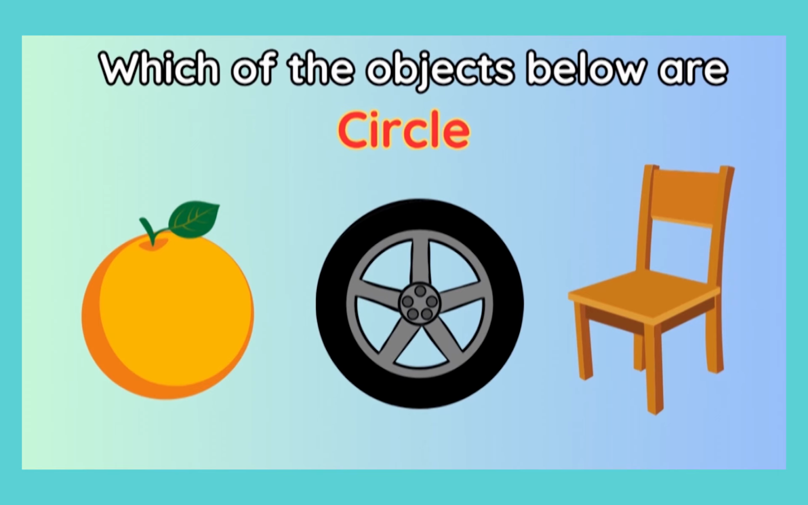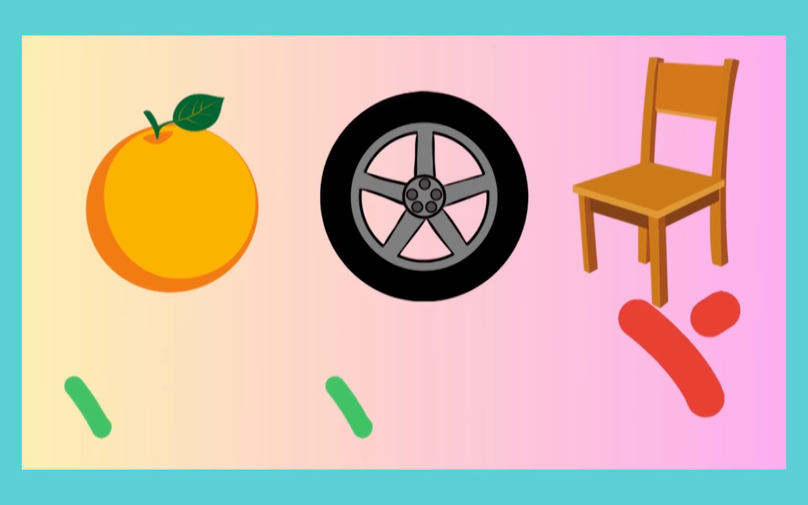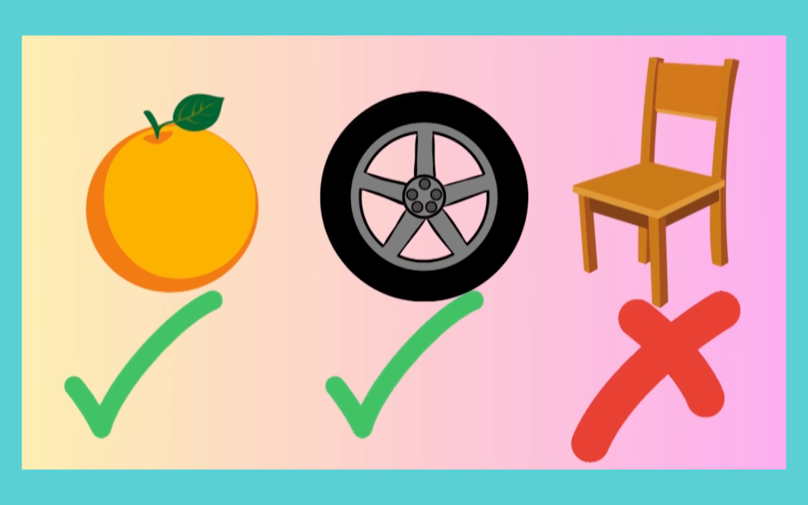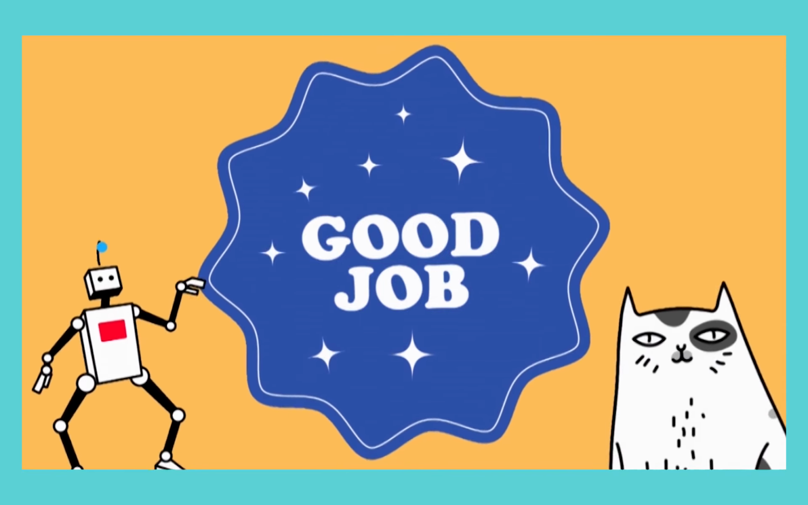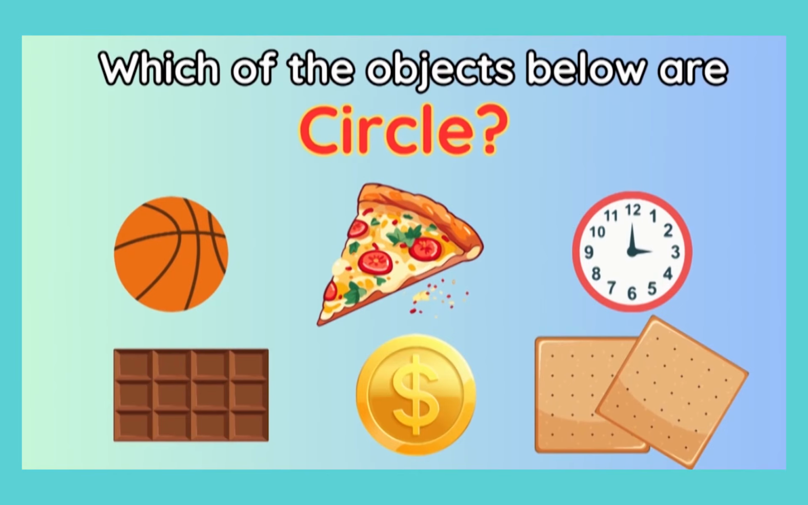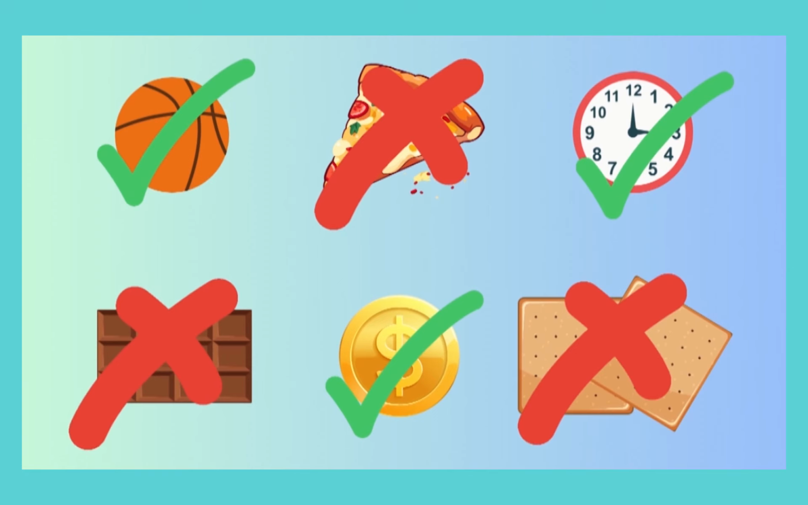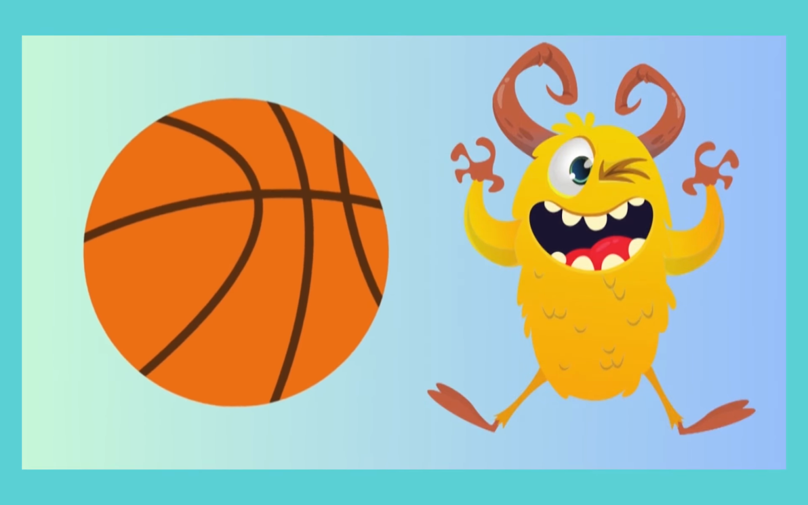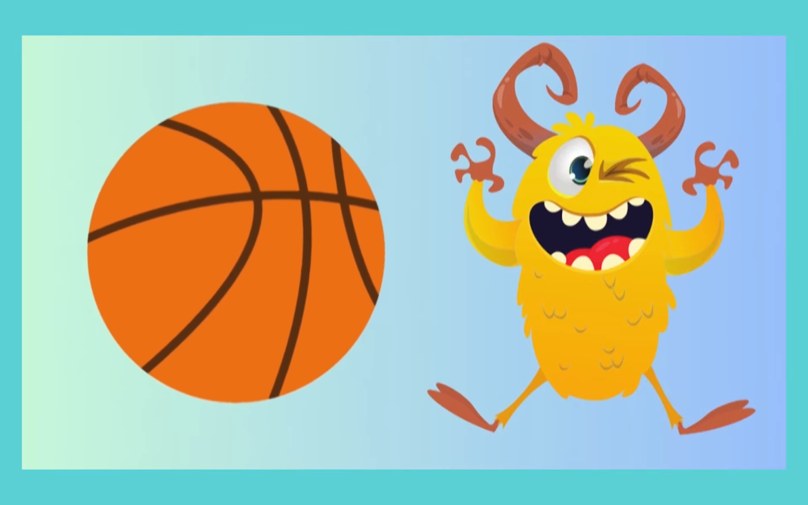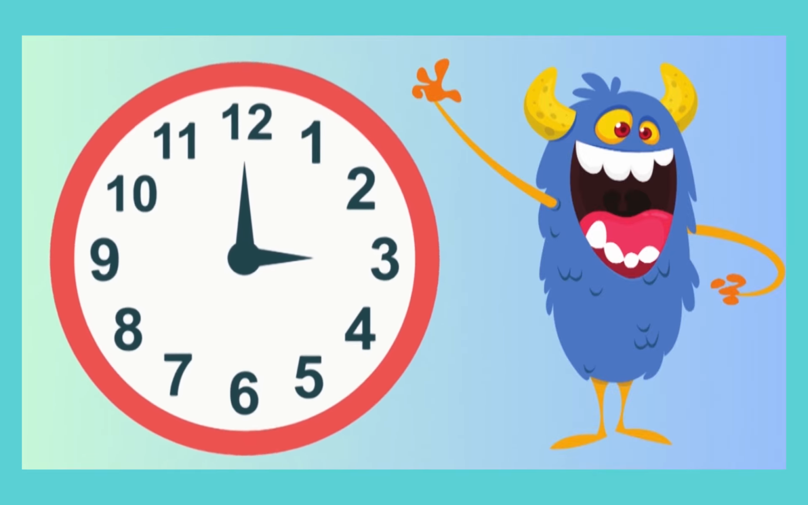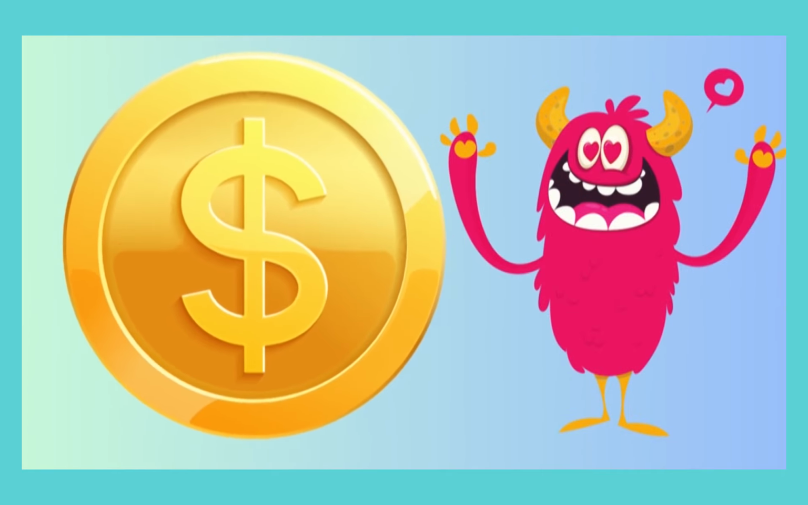Which of the objects below are a circle? Orange and wheel are the correct answers. Good job, kids! Now let's go back to the first question. Which of the objects below are circle? Did you get it right, kids? Ball is circle. Clock is circle. Coin is circle.